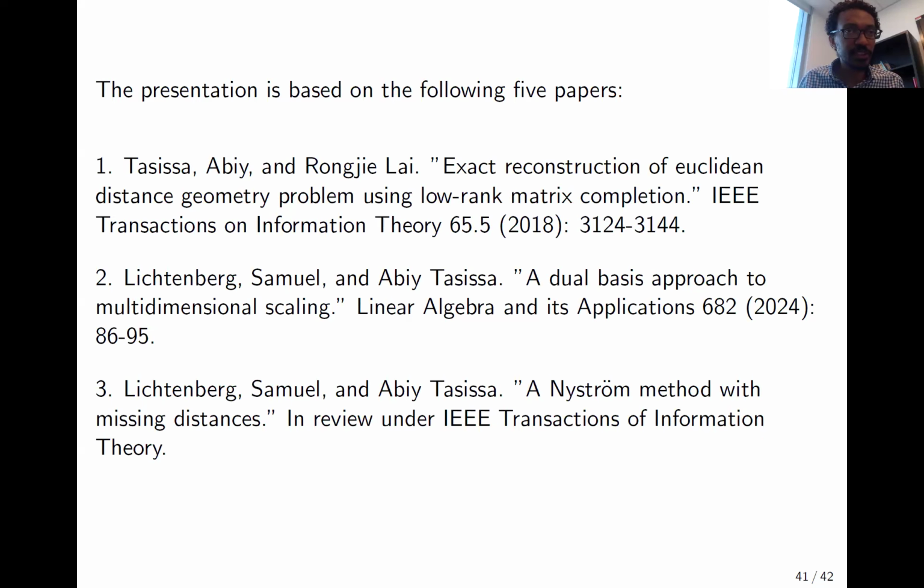The presentation is based on the following three papers. The first paper was the one where we had the motivations, and the numerical observations for H and V alpha, but we didn't have the precise proofs. In the second paper, we show all the results that I discussed in this talk. In the third paper, we leverage the fact that we can define the center anywhere, and that the dual basis can be extended to any centering, and apply it to the Nystrom problem, a related problem in distance geometry.